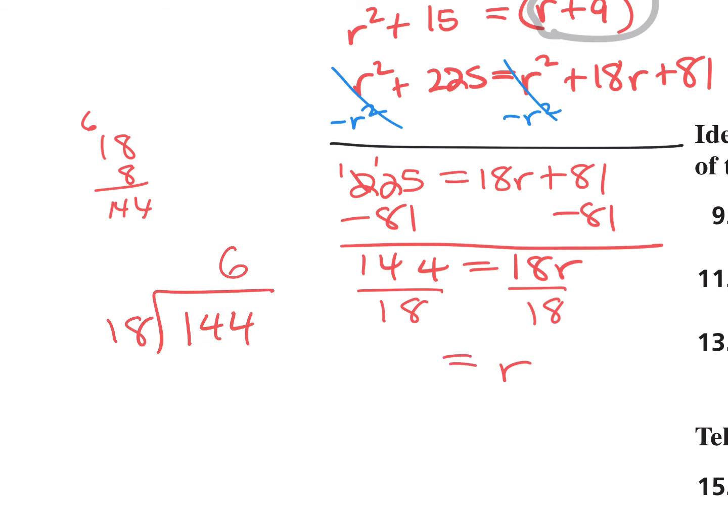So then your R here is going to equal, actually it's going to go in there 8 times. Why did I write a 6? And I just multiplied it and got 8. So it goes in here 8 times. So your radius equals 8.